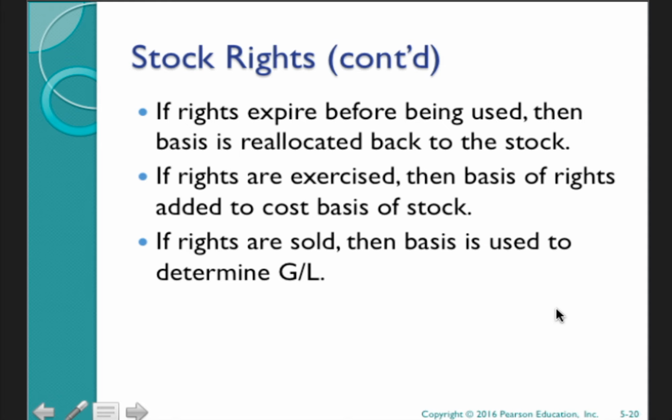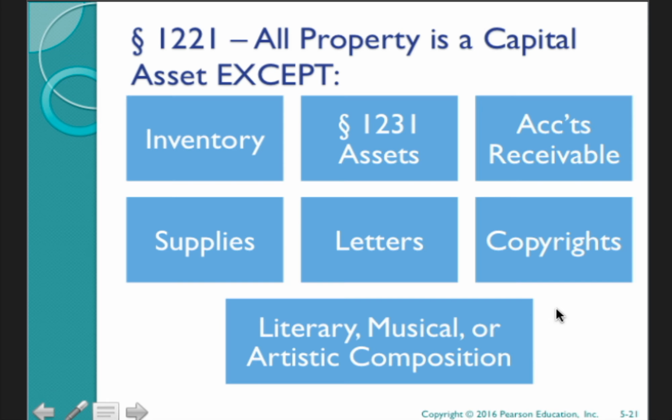Now, when we're talking about determining what type of property is a capital asset, we would look to section 1221, and it sets out various exceptions for what is considered a capital asset. So you've got inventory, section 1231 assets, accounts receivable, supplies, letters, copyrights, and literary, musical, or artistic compositions. So anything that is not one of those things would be considered a capital asset, and so would receive the treatment that we've talked about throughout this chapter.